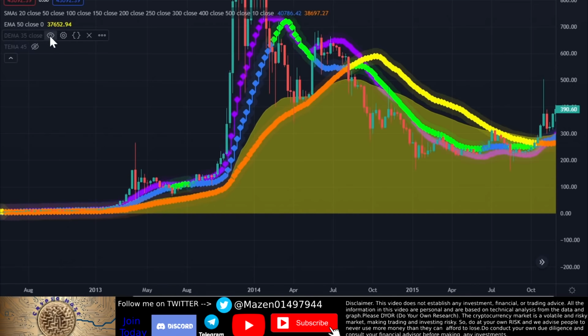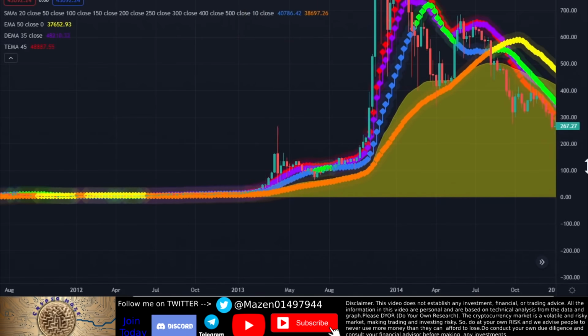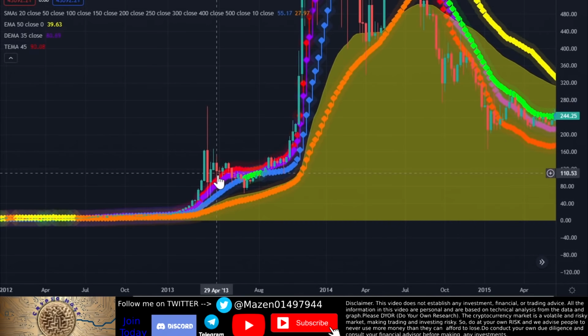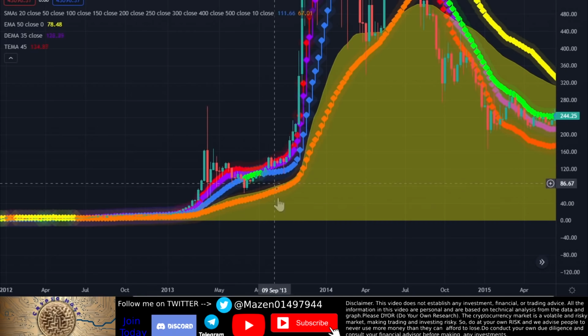And then I'm going to turn on the DMA, which is this purple line, and then the TMA, which is the red line. Okay, so let's go to the charts and explain. As long as you have this pattern or color formation where it's red, purple, blue, and orange, and your orange is underwater, under the yellow sea level, which is your 50 EMA, your rally is good to go. Your bull run is good to go.